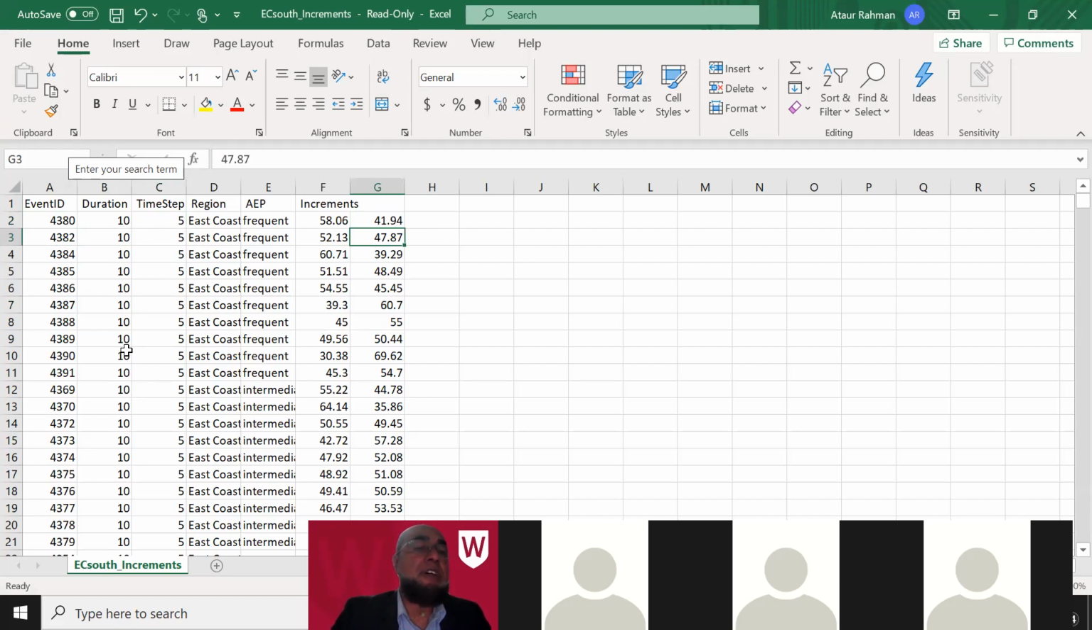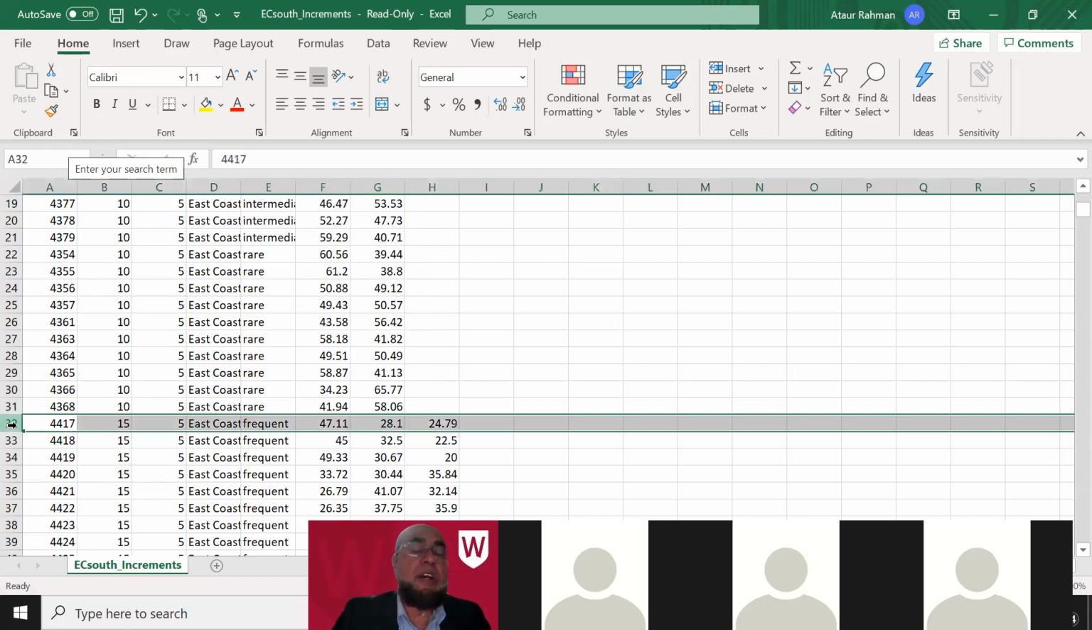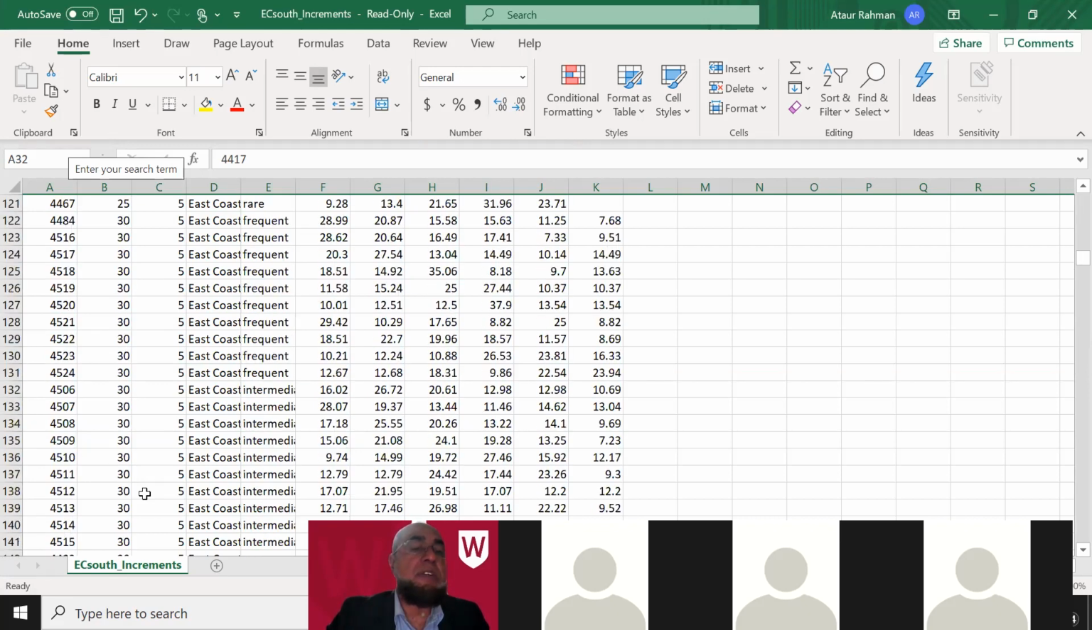So you can see that there is a lot of variation when you are talking about a 15-minute burst. So this is 15 minutes here. You will see that each increment is 5 minutes. So 3 times 5, 15 minutes. And then you have the temporal pattern. If you add this up, 47, 28, and 24, it's 100%. So it means that in the first 5 minutes, 47.11% of the rainfall has happened, and then 28.1% of the total rainfall, and 24.79% of the total rainfall has happened in the last 5 minutes. So these are all the 15-minute events, similar for 20-minute events.